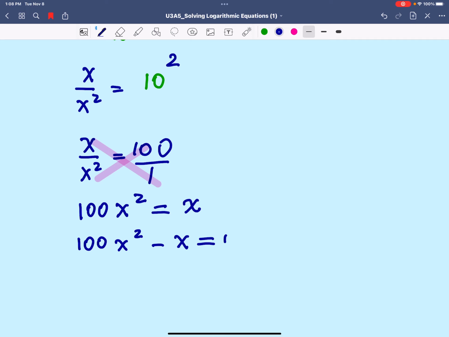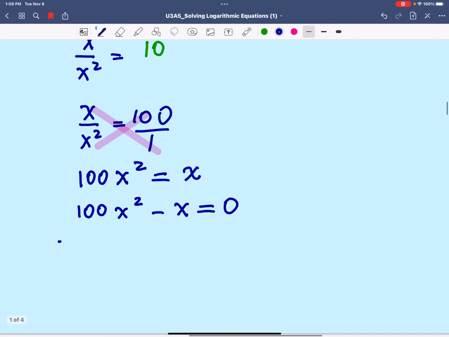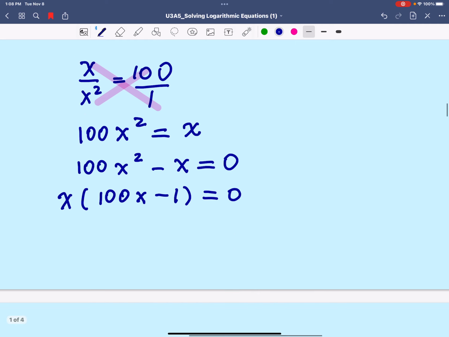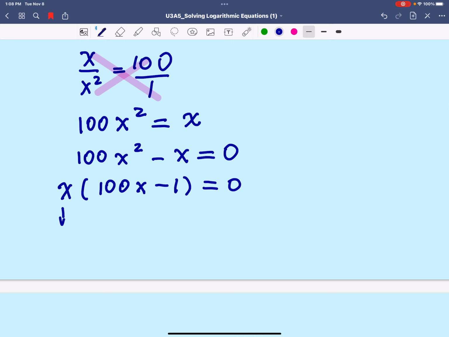This is a polynomial equation of second degree. Factor out x. That's easy to solve by factoring. As you can see, we have a greatest common factor of x. And here we have 100x minus 1 equals 0. So as you can see here, we have two factors multiplying, which means that we will derive two solutions, one from making x equals 0 and one from making the other factor, 100x minus 1 equals 0, which makes x equal to 1 over 100.